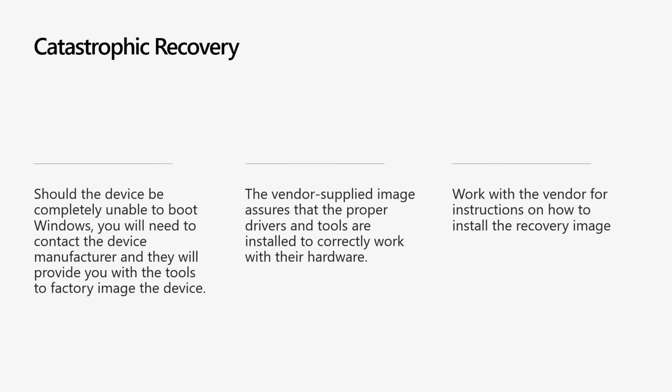And then catastrophic recovery, when the device won't even boot, or it boots and crashes a lot, and you've tried repair and reset, and none of that works. Now's the time to reach out to your vendor and get the custom image from them. They can provide you with a custom Windows image, which is the image that was shipped with the device with the compute module. So work with the vendor. They'll give you instructions. They'll get the Windows image to you, and then you can just do a fresh install of Teams Rooms and start from the beginning.